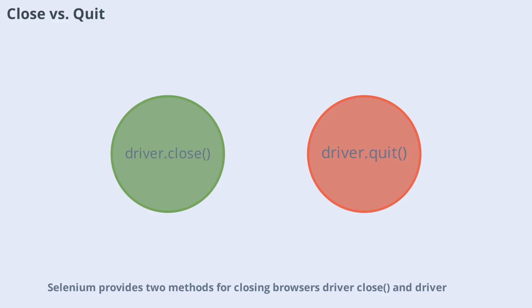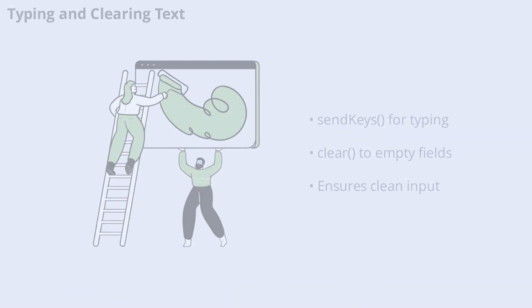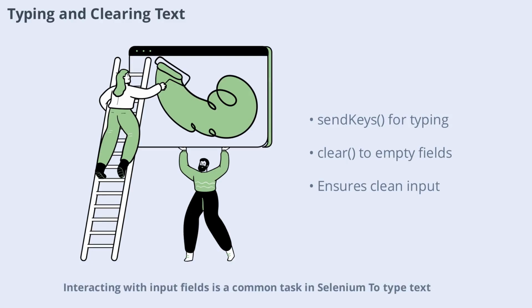Selenium provides two methods for closing browsers, driver.close and driver.quit. The close method shuts only the current browser window with focus, while quit closes all open browser windows and ends the WebDriver session. Knowing when to use each method helps manage browser sessions efficiently and prevents resource leaks during test execution.